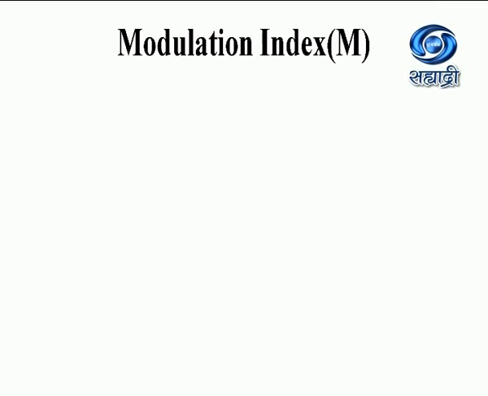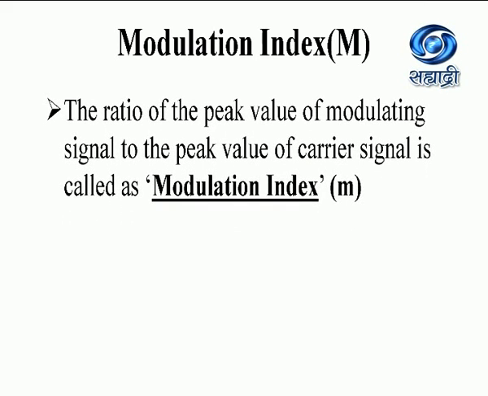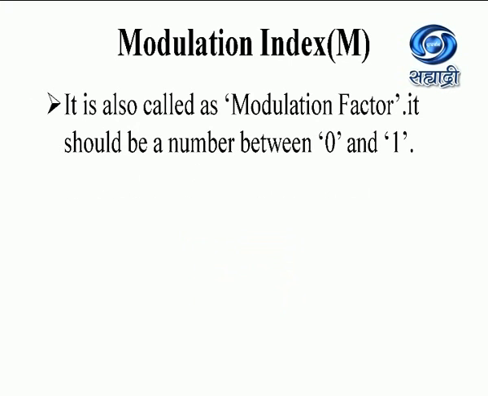Let's start with the modulation index m. What do you mean by a modulation index? The modulation index is the ratio of the peak value of the modulating signal to the peak value of the carrier signal, and the notation is small m. It can be calculated as Vm divided by Vc. Basically, this index decides the quality of amplitude modulation. That's why it is the ratio of the amplitude of the modulating signal to the amplitude of the carrier signal. It is also called the modulation factor, and it should be a number between 0 and 1.